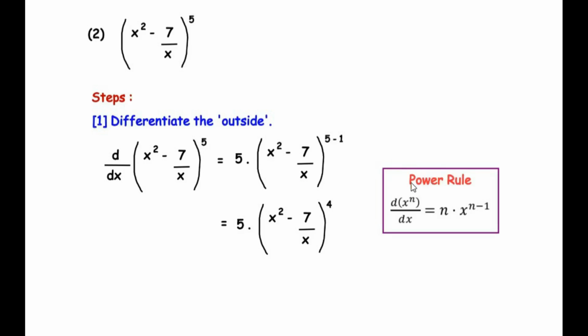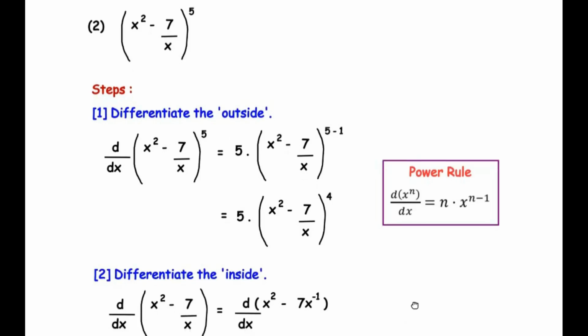Now applying the power rule, we are going to consider this bracket term as an x term. So basically it looks like x to the power of 5. So applying the power rule, the power jumps down, that is 5 times. Now we are going to write the same bracket term, that is x square minus 7 over x. Now the power of the bracket term reduces by 1. So it becomes 5 minus 1. Now simplifying this, we get 5 times x square minus 7 over x, the whole term raised to the power of 4. Now the step number 2 is differentiating the inside.